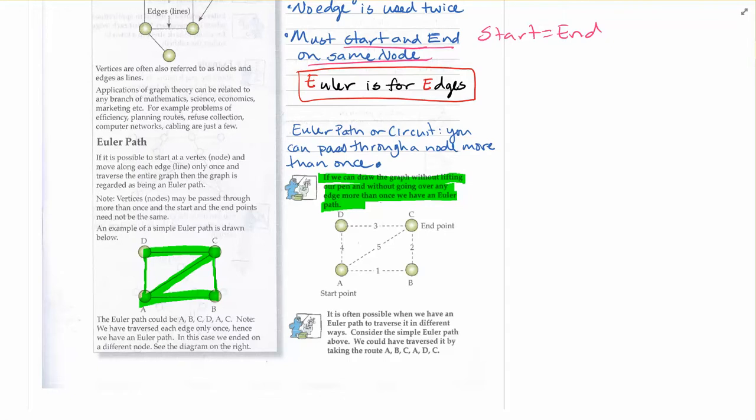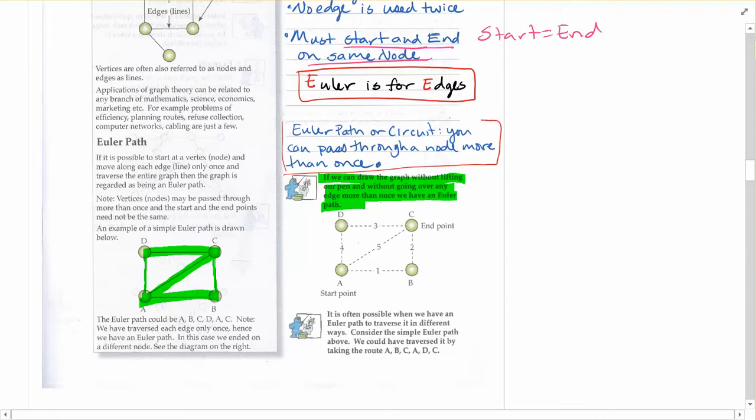It is possible, like I've said here, that you can go through one node more than once. You just can't use one path more than once. So for instance, I started at A, went to D, then to C, then back to A, so I've already been to A, but that's okay, over to B, and then up to C, and I ended at C. So this would be an Euler path.